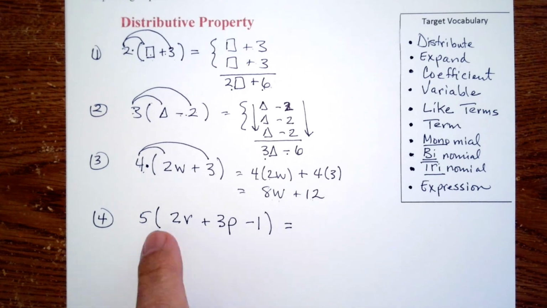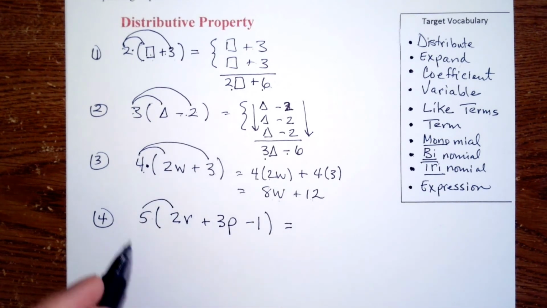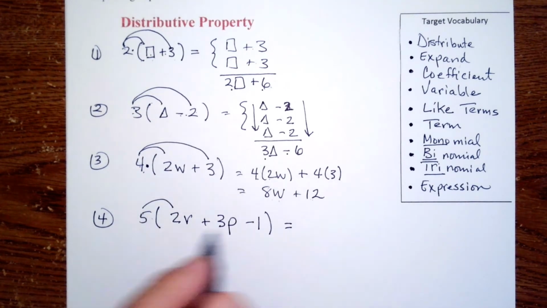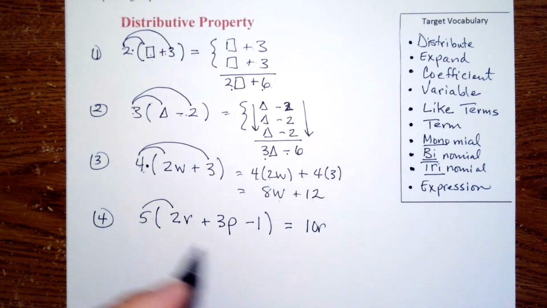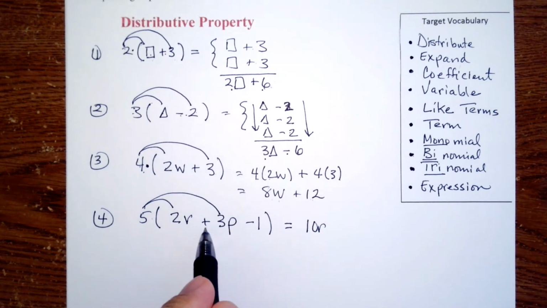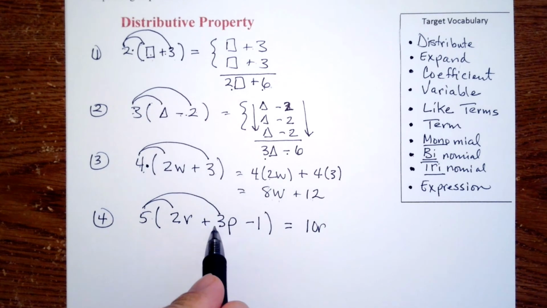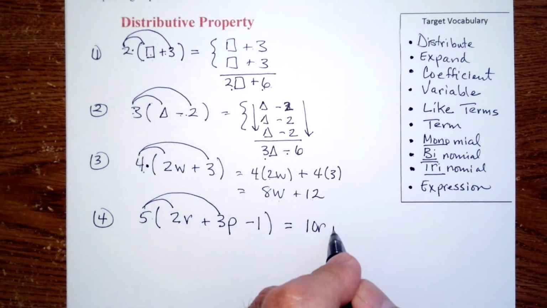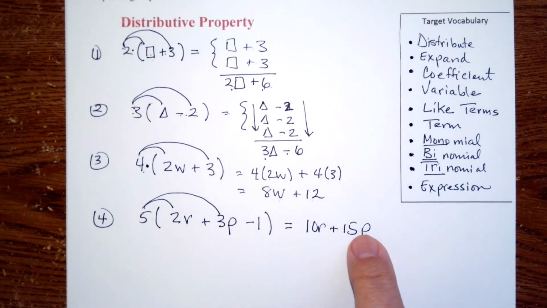Everything that's inside, how many times? 5. 5 times 2? 10. But 10 what? 10r. 5 times 3. But what kind of 3? 5 times 3 is 15. Positive 15 what? Are the letters the same or different? If they are different, you leave them alone.